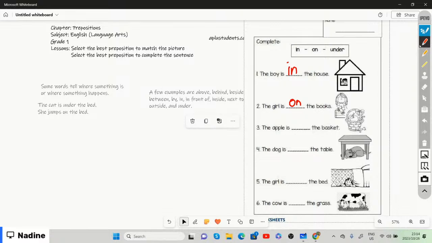So now, if we look at where the apple is, the basket, do we say the apple is in, on, or under the basket? Yeah, so basically the apple is in the basket. The dog is the table. Is the dog in, on, under the table?